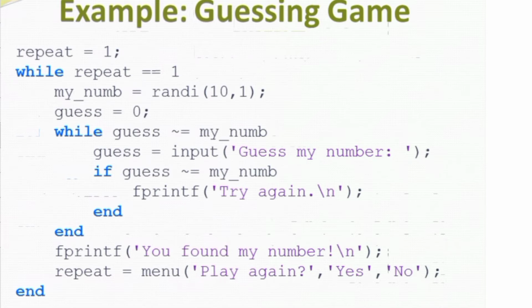Once that occurs, you exit the inner while loop, you get the f-printf statement, you found my number, and there's a menu statement, do you want to play again? If you click yes, that makes the value for repeat 1, so you would repeat the whole process inside that outer while loop. It would generate a new number and then have the user enter values until they get it correctly. If you click no, then the value of repeat would be 2, and it would cause that outer while loop to exit and thus end the script.